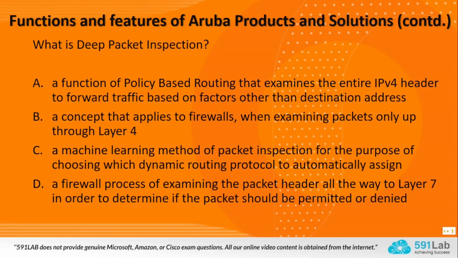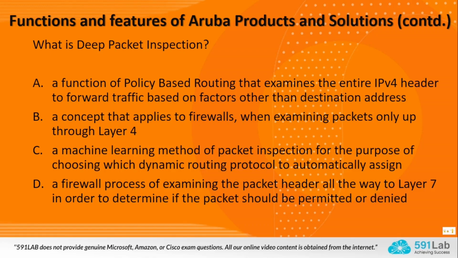Option C, a machine learning method of packet inspection for the purpose of choosing which dynamic routing protocol to automatically assign. No, it's not correct. It's not a machine learning method of packet inspection, and there is no relationship with this routing protocol assignment.